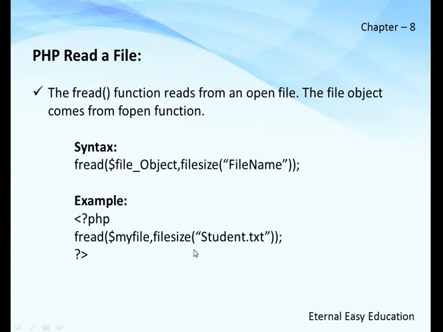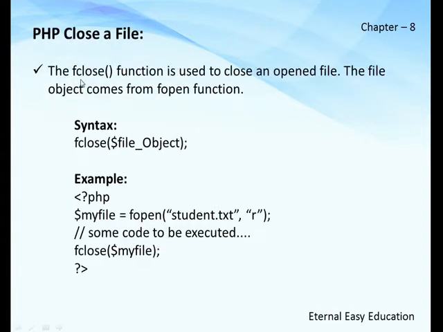So first the file name followed by filesize function. The parameter of the function is given as the file name. So from the file name itself, it will take the size of the file. So two parameters are needed. One is file name, another one is size of the file. How to close a file? Fclose, file close. File close within the bracket file name object. So this is the example we'll see in the PHP file.